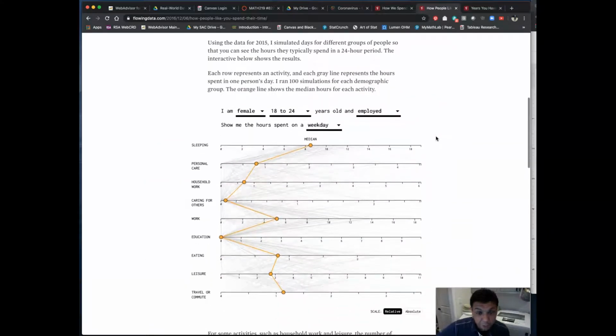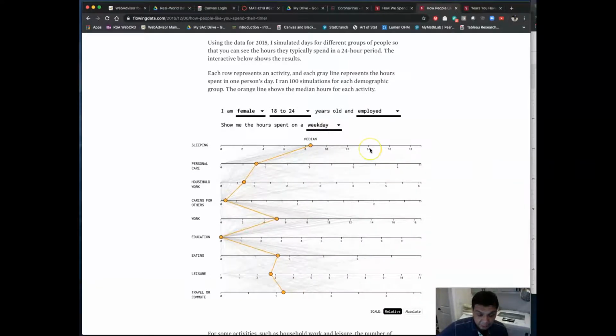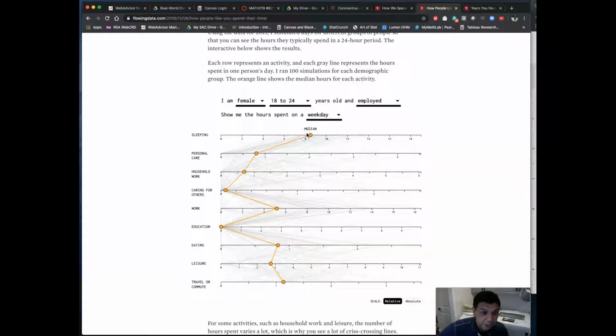And this was before the pandemic. You can see, if you're a female, 18 to 24, it shows you the hours spent on a weekday versus the weekend. You can break this down. And this is sample data, of course, because not everyone was interviewed or surveyed to get this data. But you can see how much time is spent sleeping, personal care, and so forth. And these are median values. That means some people spend more time, some people spend less time.